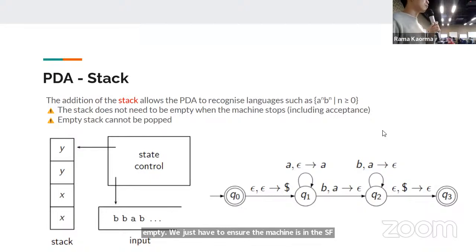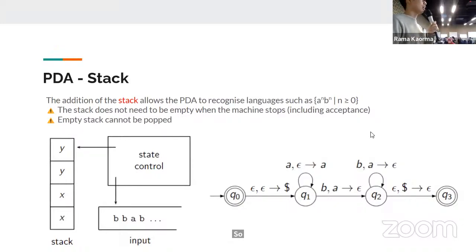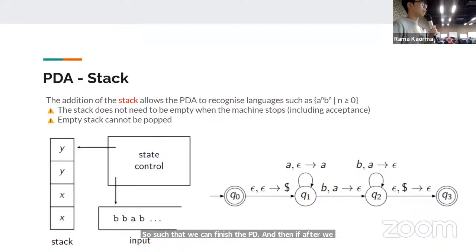And compared to a Turing machine, we also have to make sure the input string is consumed. The input string is exhausted, so that we can finish the PDA. And then if after we consume all the symbols in the input string the PDA is in the accept state, then we can accept it. Compared to a Turing machine, which doesn't have to consume all the symbols in the input string, as long as it reaches the accept state, the Turing machine can stop. All right, so this is a main difference between PDA, NFA, and DFA, and the Turing machine.